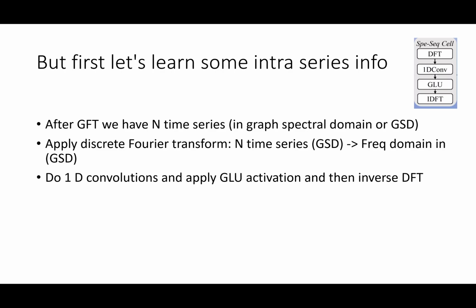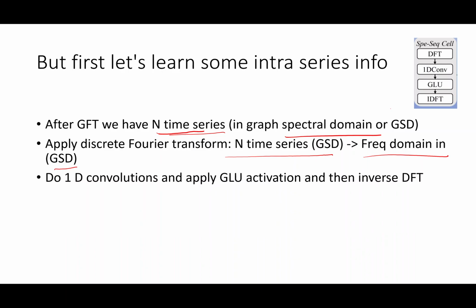So after the GFT, we have n time series in the graph spectral domain. What if we do a discrete Fourier transform on these time series? We have n time series in the graph spectral domain going to the frequency domain in the graph spectral domain. So we are going two levels deep right now. First we are in the spectral domain of the graph, and now we are in the spectral or frequency domain of the time series.